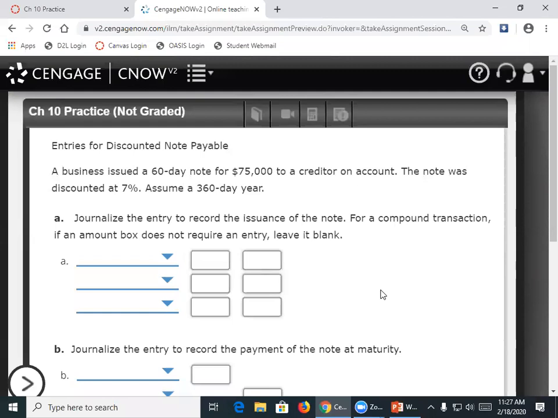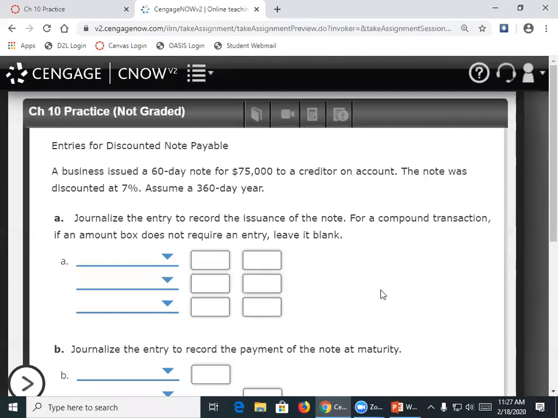So we have a $75,000 note, and it's 7%, and it's 60 days over 360. So what is the discount amount on that note? 875. 875, very good. So the discount is 875. Again, that discount is still charged to interest expense. We're just recognizing it up front. Okay.